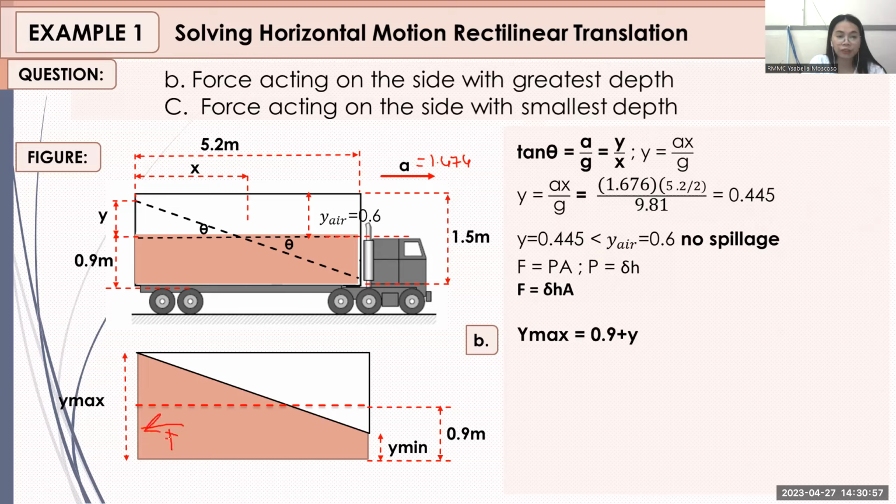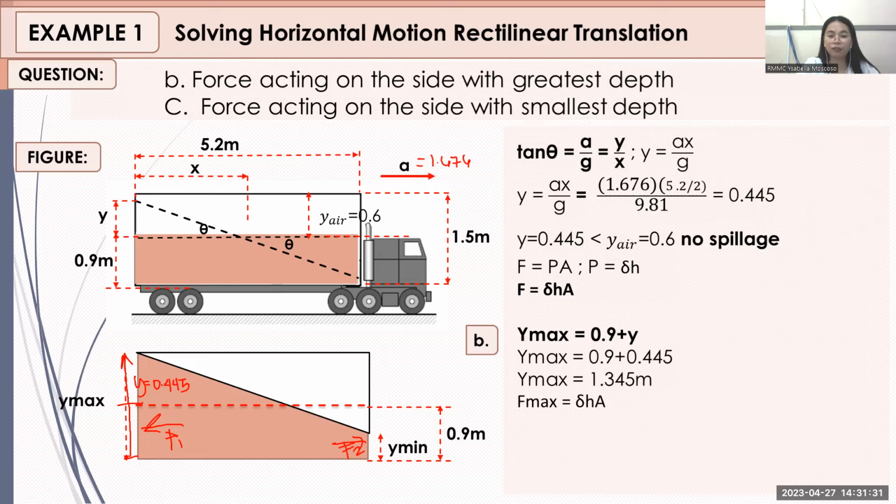Ito yung force na yon. This is the F1, and that is the F2. So the greatest depth, kung saan yung mas mataas yung depth ng tubig. Okay? Kung kukunin ko yung Y maximum, tama ba na sabihin ko, that is 0.9 plus yung tinaas ng tubig natin because of the acceleration, which is Y is equivalent to 0.445. No? So therefore, Y max is equal to 0.9 plus 0.445, and that is 1.345. Using the formula of your hydrostatic force, that is gamma H bar times A.